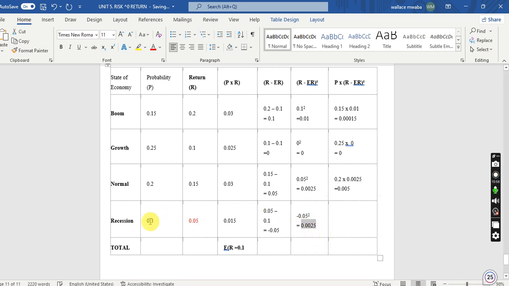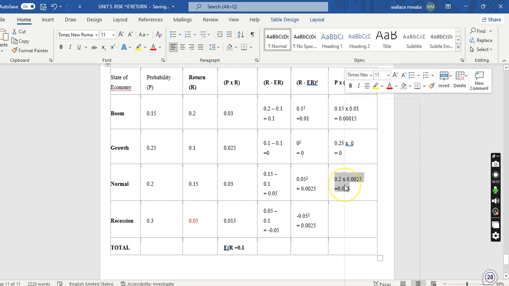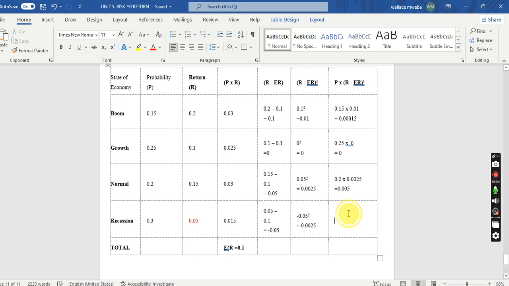Then we multiply it now with the probability. So we're going to say 0.3 multiplied by 0.0025, we get 0.00075. It has to be 3 zeros here.